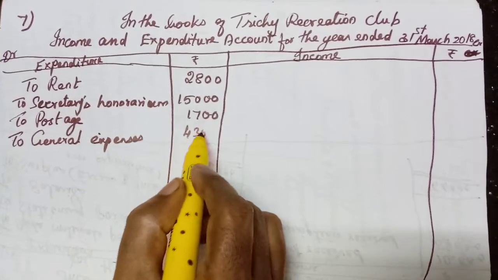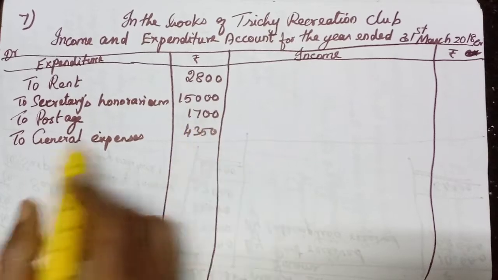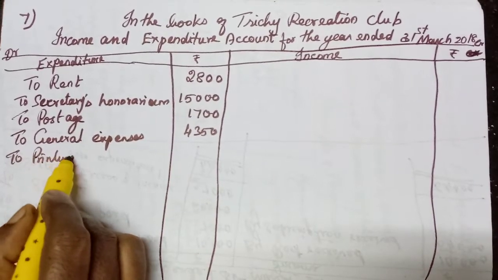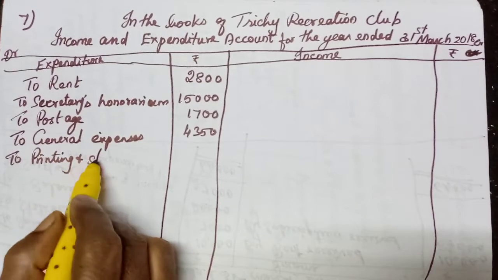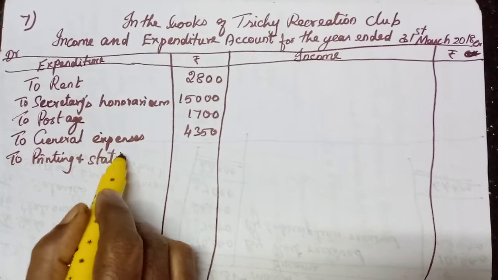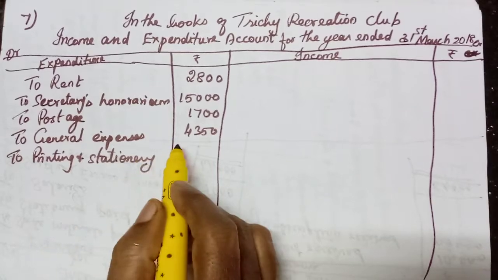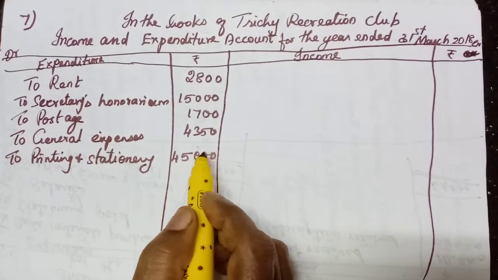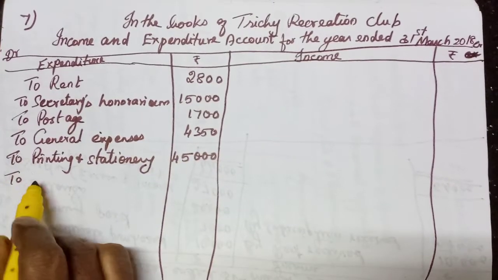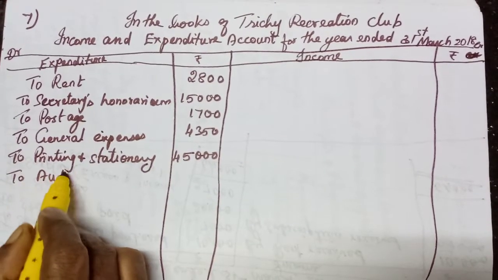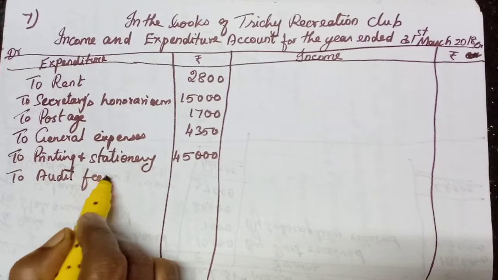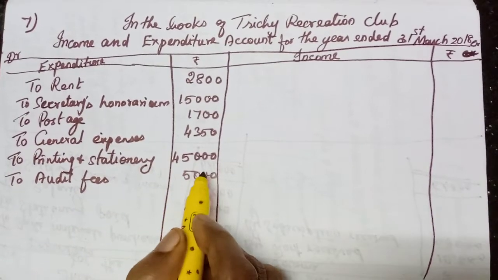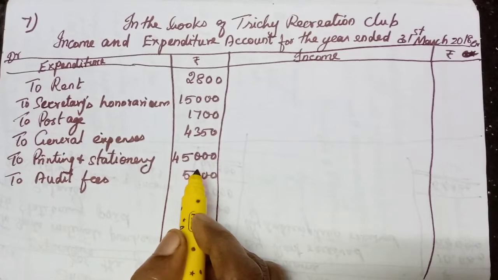4,350. Printing and stationery, 45,000. Audit fees, 5,000. Then the closing balance we should not take.